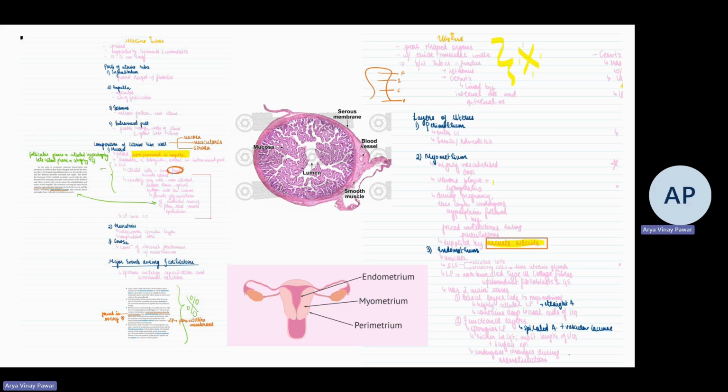The mucosa is extremely folded, because this is a very important characteristic feature. As you can see in the picture here, the mucosa is extremely folded. Do not confuse this with the seminiferous tubules of the male genital system, because they look very similar but are not the same histologically. It is especially folded in the ampulla, the site of fertilization. It has simple cuboidal epithelium, and it has two kinds of cells.